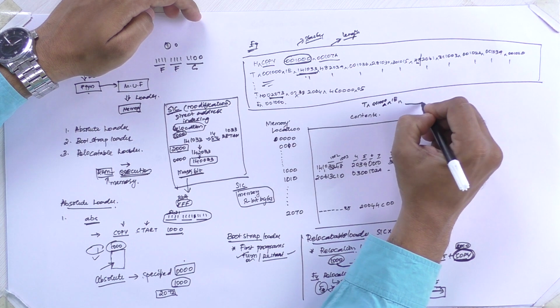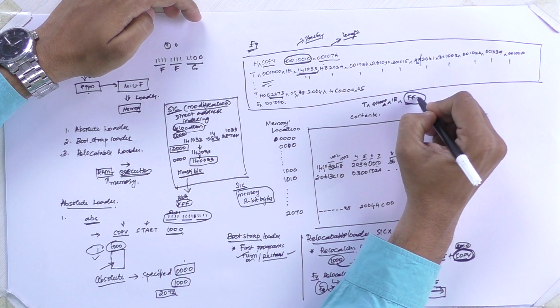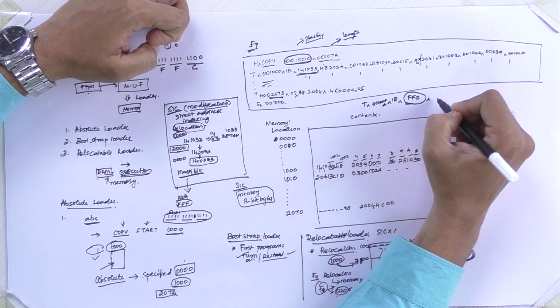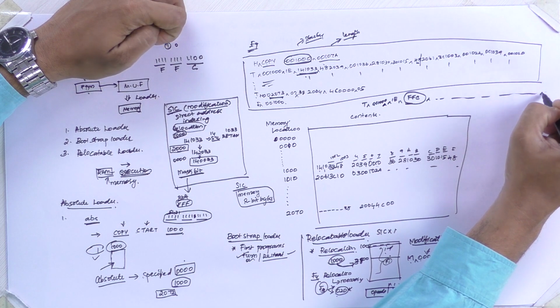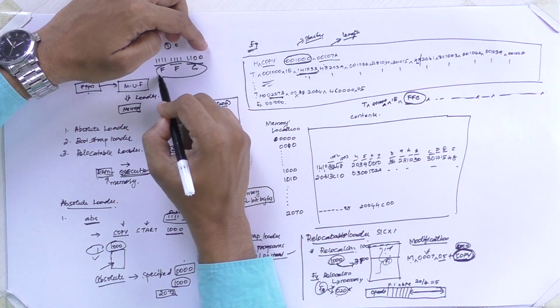Then I will represent the mask bit. The mask bit for the first one is F, C. 8 plus 4, 12, that is C. Then I will write my text records, that is object codes. This is how a mask bit works.